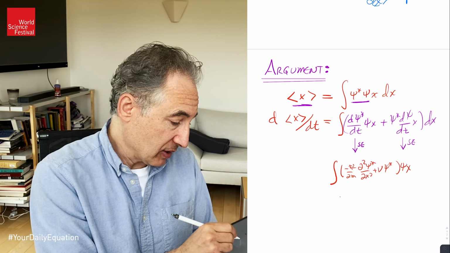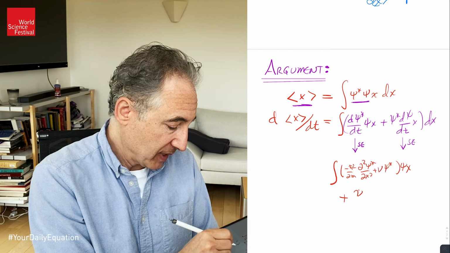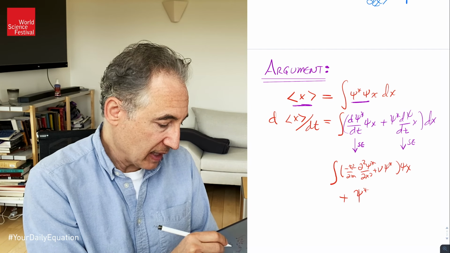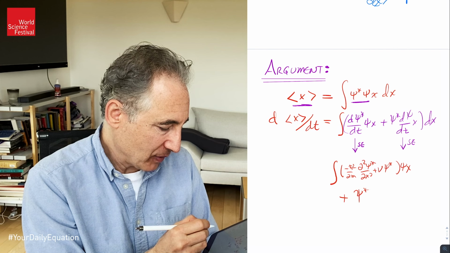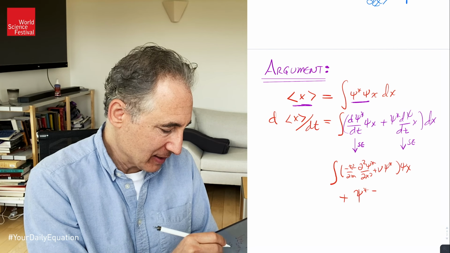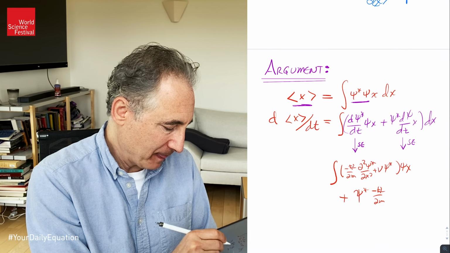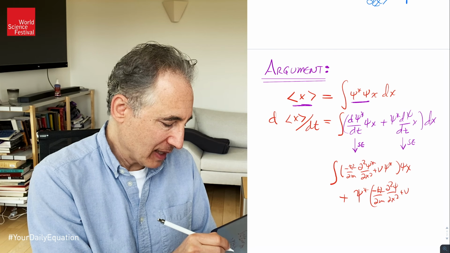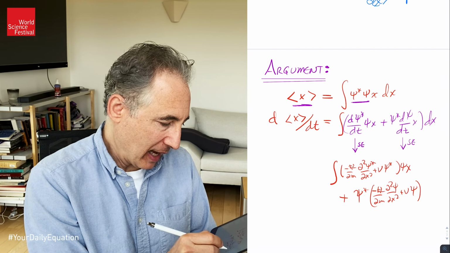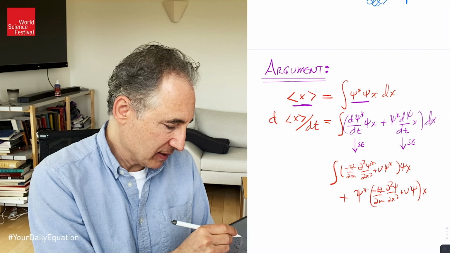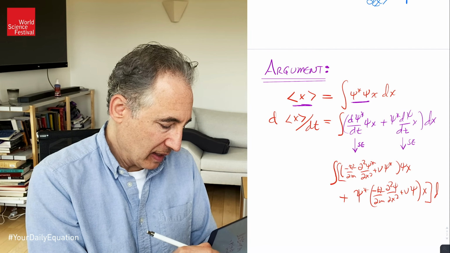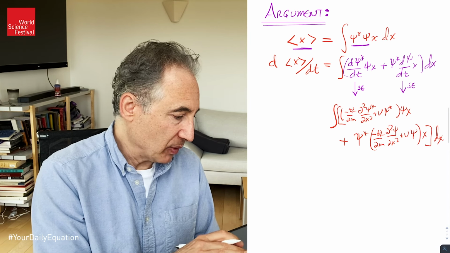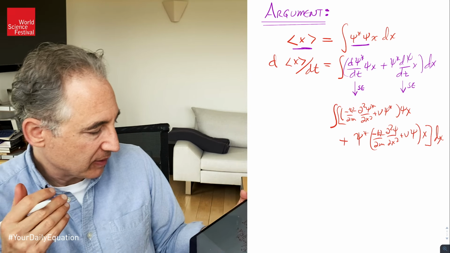And then for the second term, I just play the same game: psi star times, now for the d psi dt, what I have there is minus h bar squared over 2m d2 psi dx squared plus V psi. And then I have my x, and all of this is integrated dx. All right, that's step number one, and this will be repeated again when we go to the second derivative.